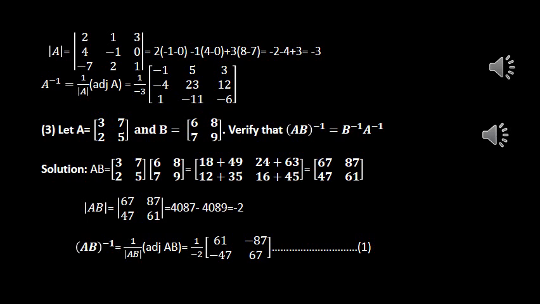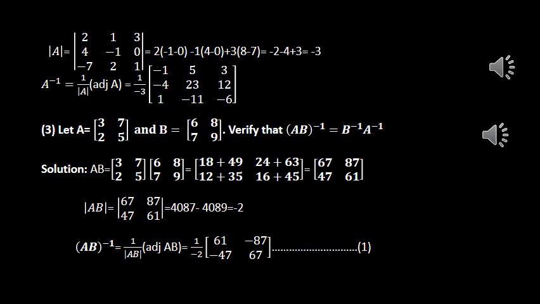Now one question. Let A be the matrix 3, 7, 2, 5 and B the matrix 6, 8, 7, 9. Verify that (AB) inverse is equal to B inverse A inverse. Remember, (AB) inverse is not equal to A inverse B inverse. (AB) inverse is B inverse A inverse.